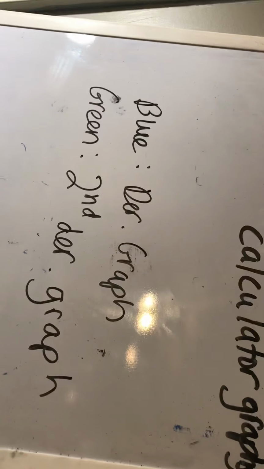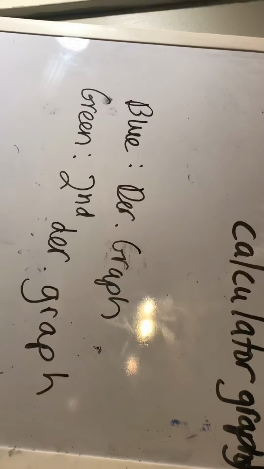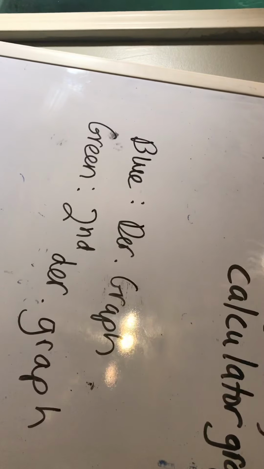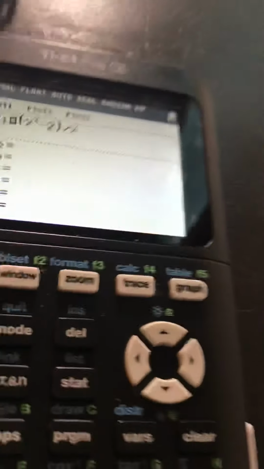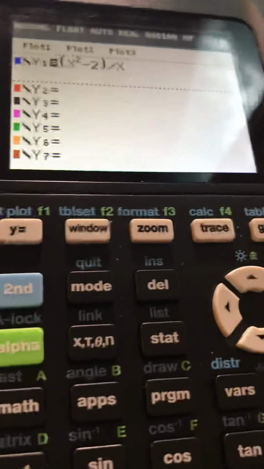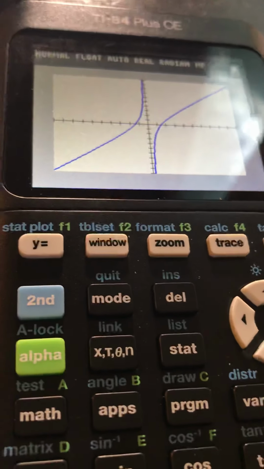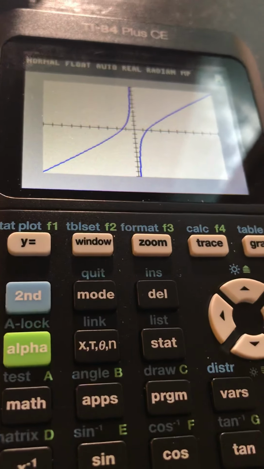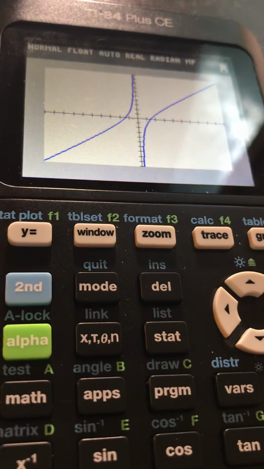Starting with question 3, you are given the derivative and asked to find where you have a horizontal tangent and determine if that's maximum or minimum on the original. So I'm going to take my derivative for number 3 and I'm going to graph it. Zoom 6 is a good window for number 3. And a horizontal tangent means the derivative equals 0.